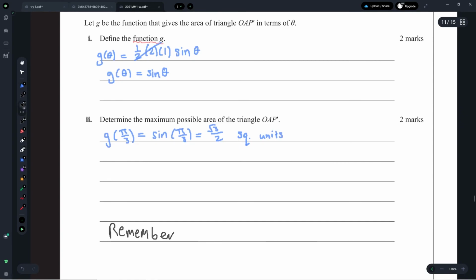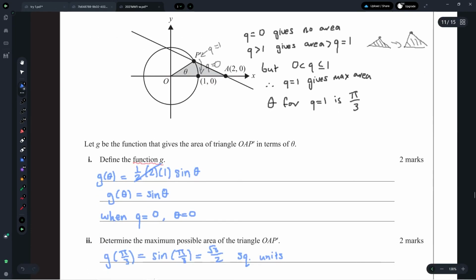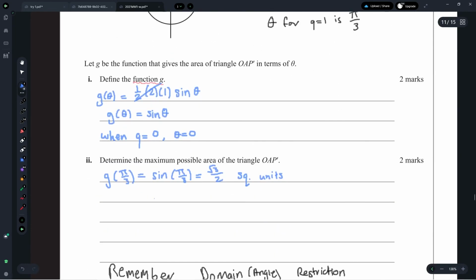So basically we're finding what the area was when we have pi on 3, because pi on 3 gives you when Q equals 1, because we know Q equals 1 gives maximum area, and when Q equals 1, theta equals pi on 3. So now we're just putting in pi on 3 into the equation for G. So we get root 3 on 2, because sine of pi on 3 equals root 3 on 2, as I showed with the magic triangles. You write square units because it's an area.